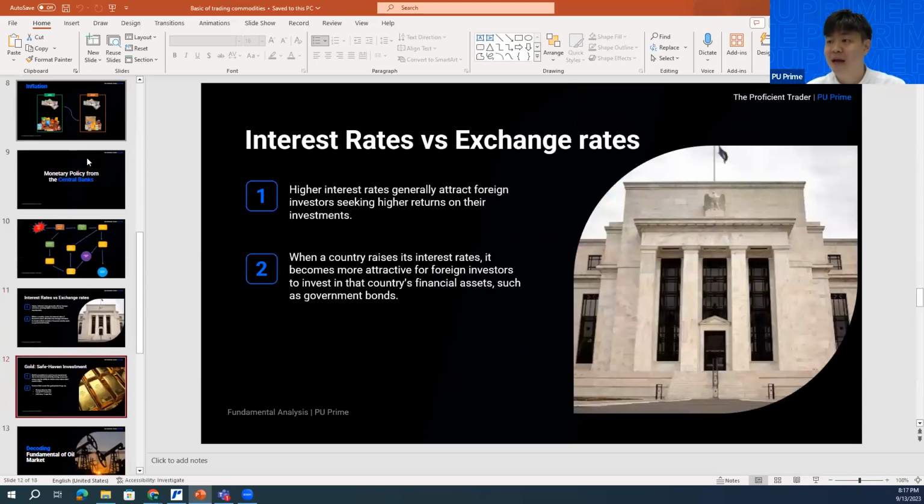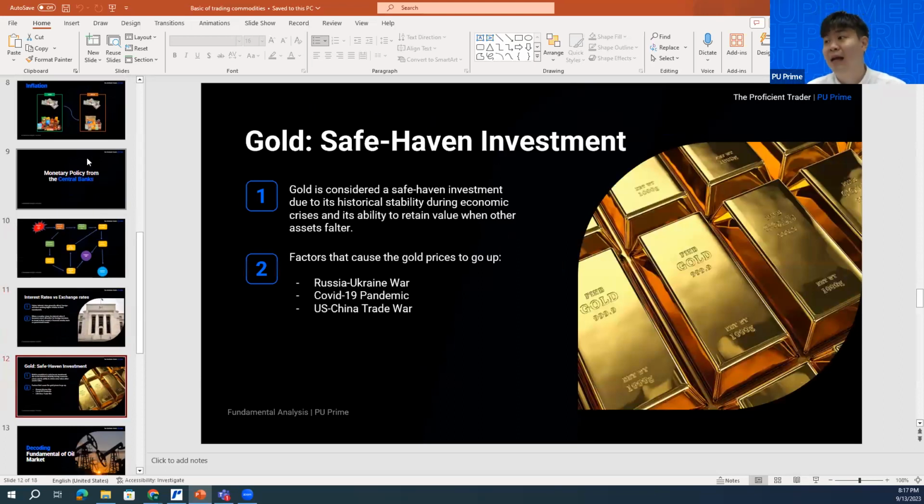So it's better for you to understand everything so you can be well prepared. And then the fourth thing is regarding gold, which can be considered the most famous safe haven investment.